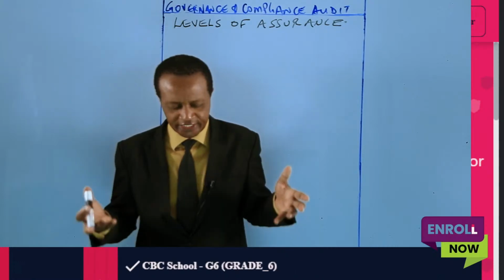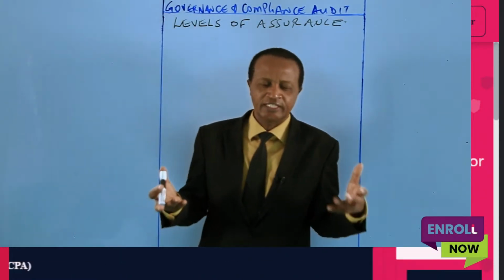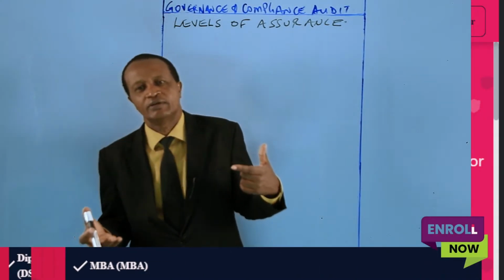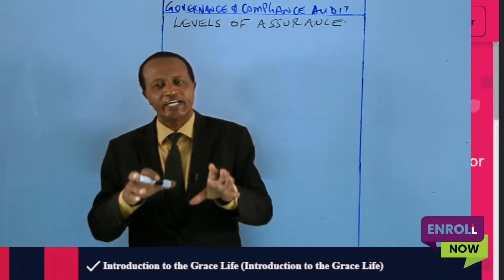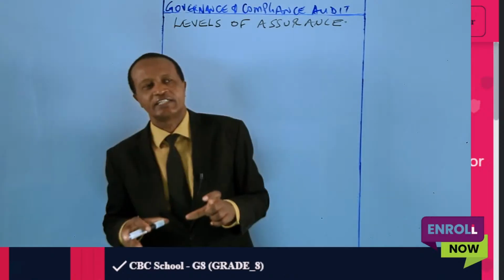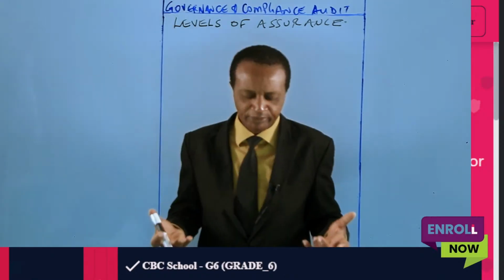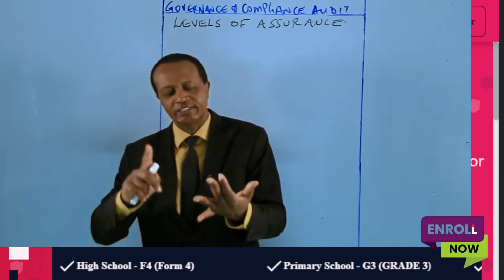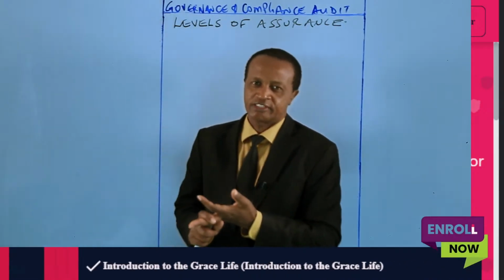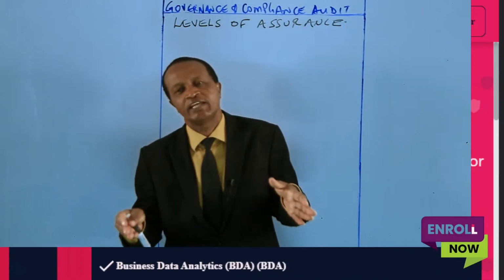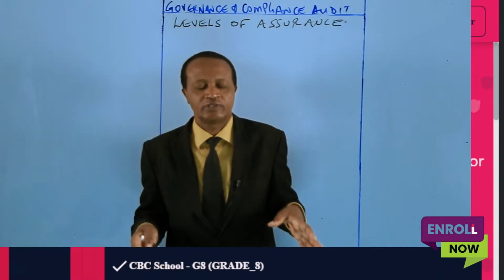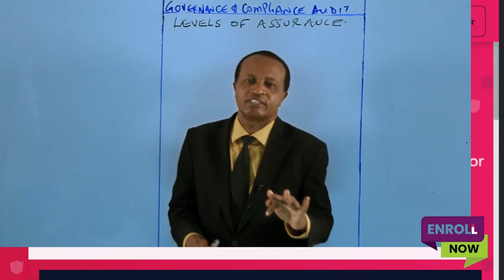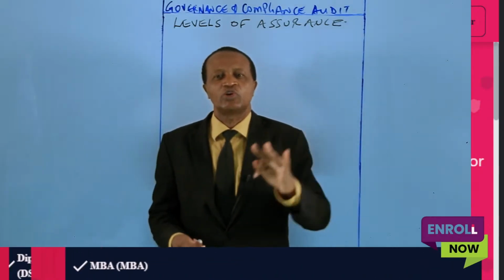So when conducting a governance and compliance audit, just like the financial audits, the auditors are required to provide some level of assurance. And the levels of assurance may be categorized into three. One is the reasonable assurance. Number two is the limited assurance, and no assurance. That is what we are going to study in our today's lesson. There are generally three levels of assurance that can be provided in a governance and compliance audit.